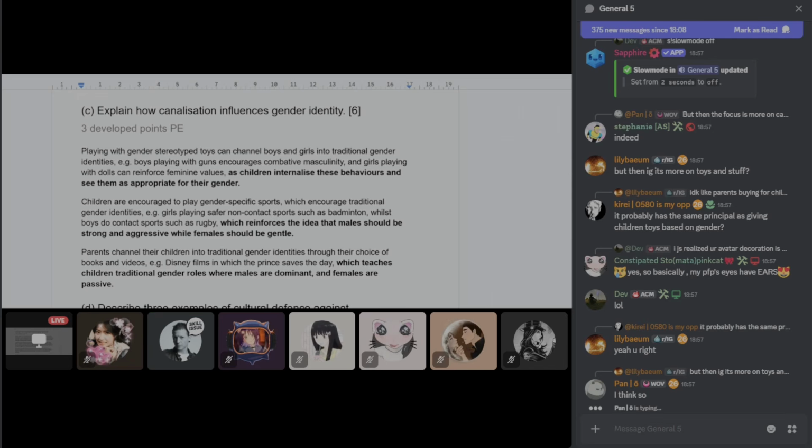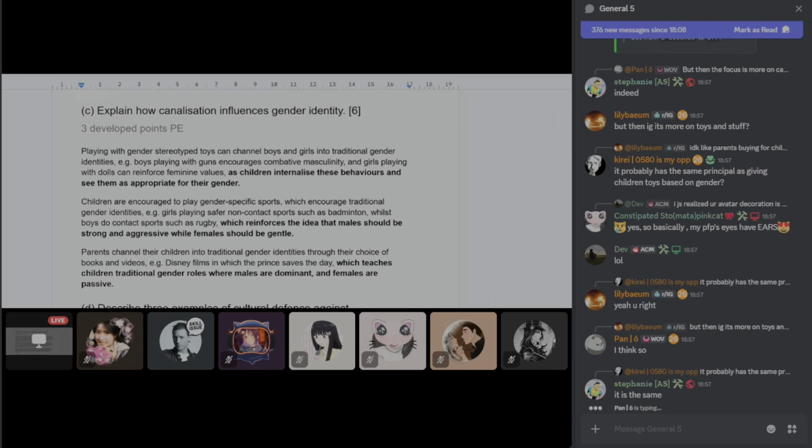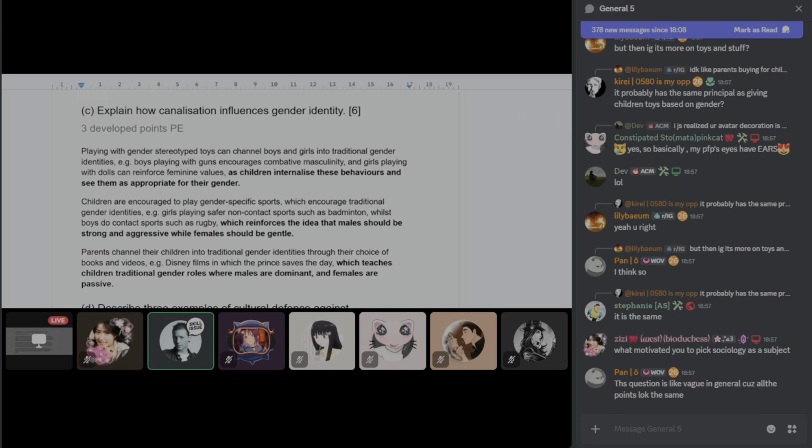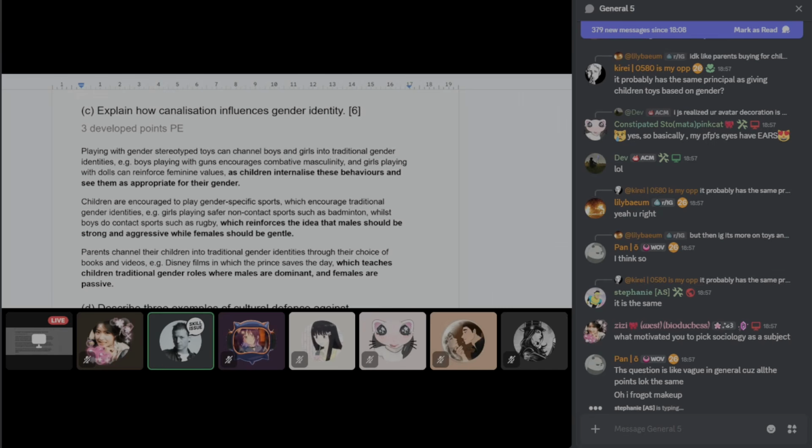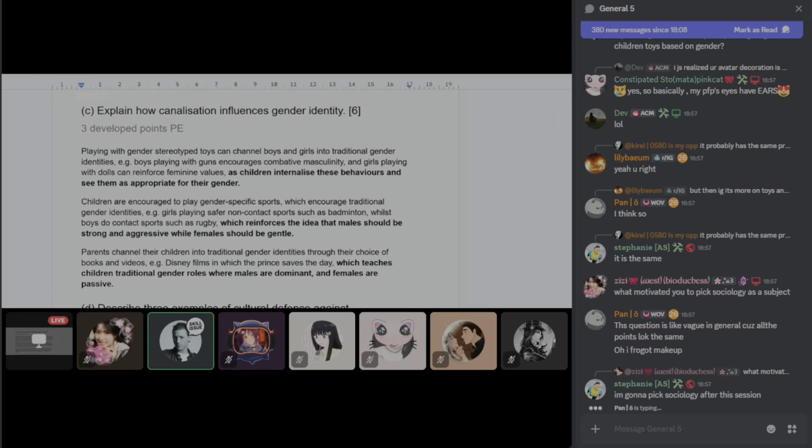Any questions? I don't know, like parents buying for children. Lily, your answer, if you had mentioned that parents would buy pink colored things or girly things, makeup for their girls, and boys they would buy toys, basically this comes in the toys point, or you could put it in any other point.